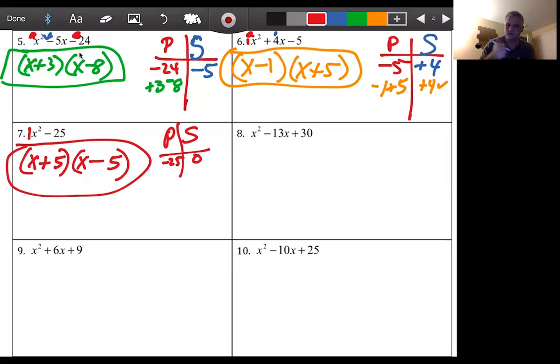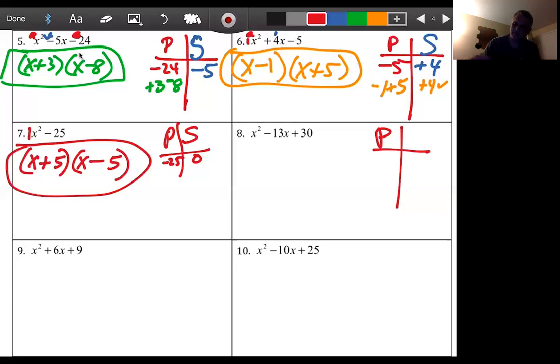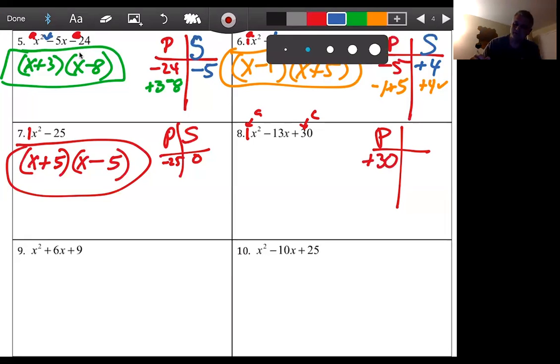Good, good, good. All right. So let's try it again. Okay, product, sum. Okay, product, we're looking at the 1 and the 30. Multiply A times C, we get positive 30. Big one. Okay, your B, your sum, is going to be negative 13.